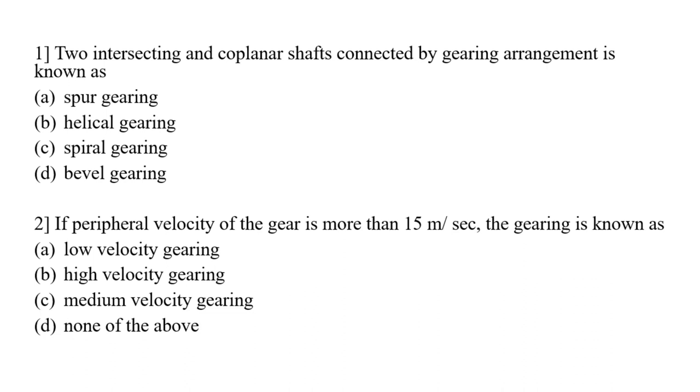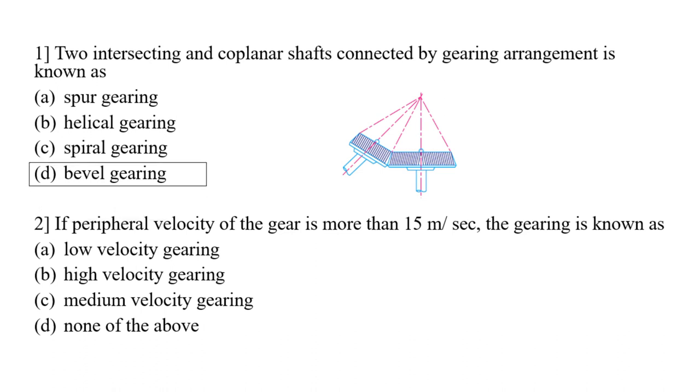First question: two intersecting and coplanar shafts connected by gearing arrangement is known as. If two gears are connected, then intersecting and coplanar shafts are used. In that case, options are spur gear, helical gear, spiral gear and bevel gear. So the correct option is bevel gear as shown in this diagram. These two shafts are coplanar and intersecting. So D option will be correct.